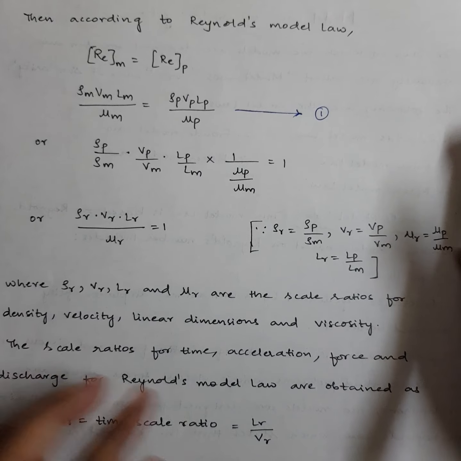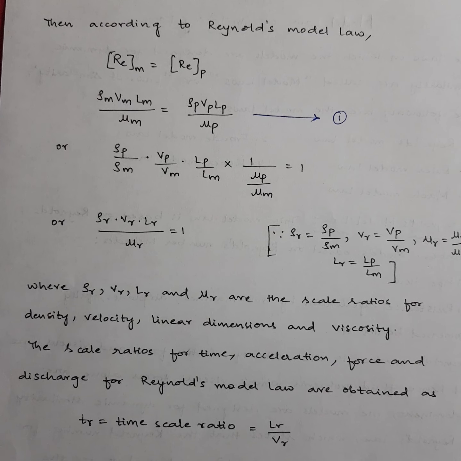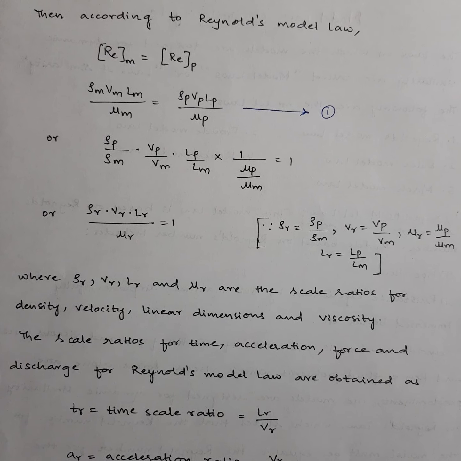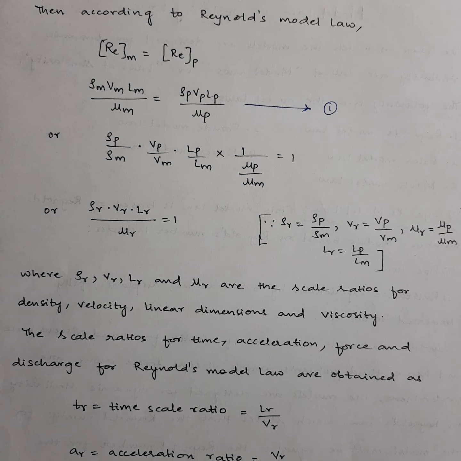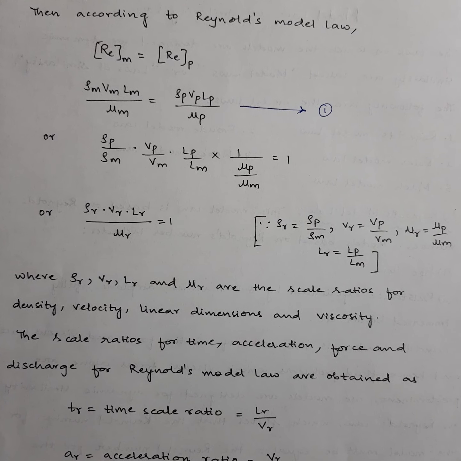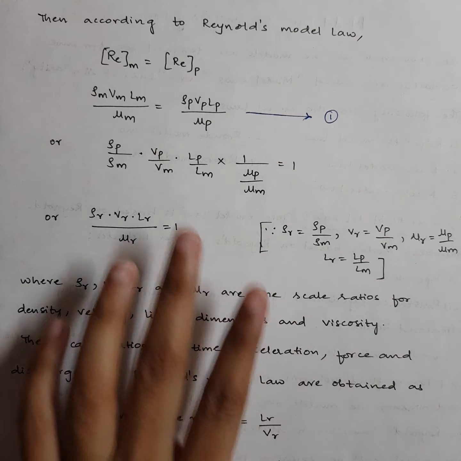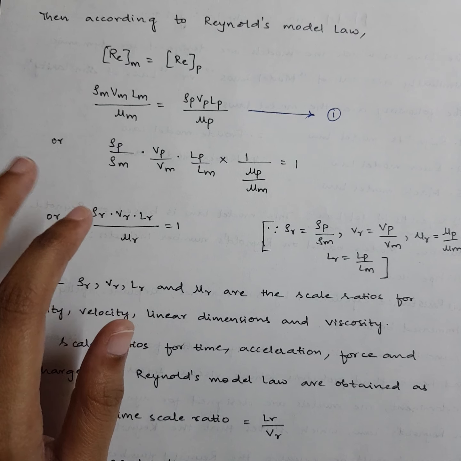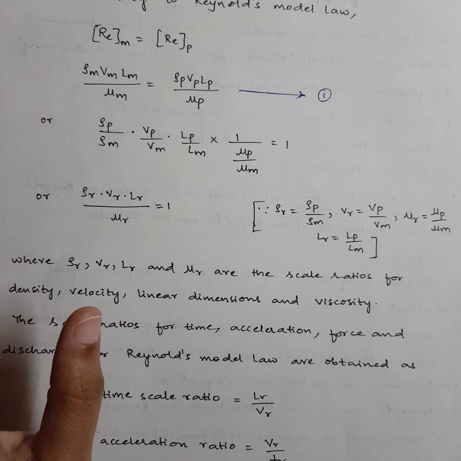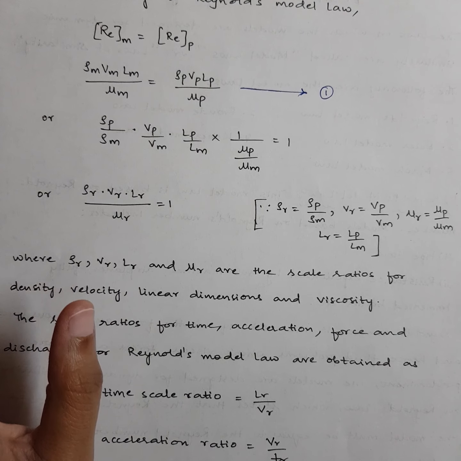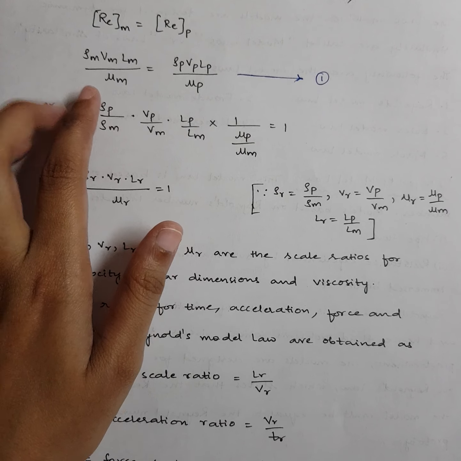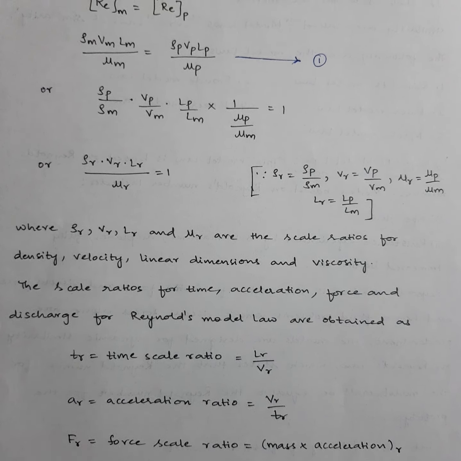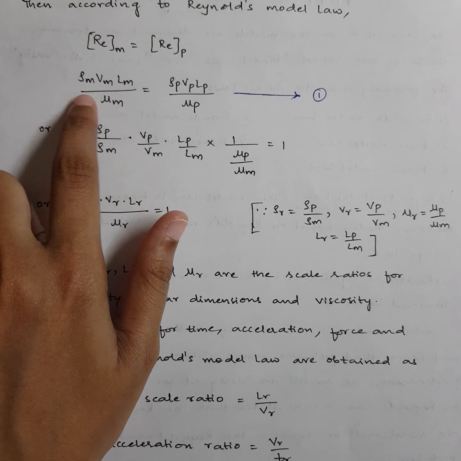According to our Reynolds Model Law, the Reynolds number of the model must be equal to the Reynolds number of the prototype. Why? Because dynamic similarity should be satisfied. When we say dynamic similarity is to be satisfied, indirectly the dimensionless number on which the model law is based should be the same for model and prototype. This model law is based on Reynolds number, so the Reynolds number of model and prototype must be equal. You remember the formula for Reynolds number which we derived in my earlier videos: rho v L by mu, where L could be any linear dimension. So rho v L by mu is the basic formula of Reynolds number. For the model, you should write all the suffixes with respect to m.